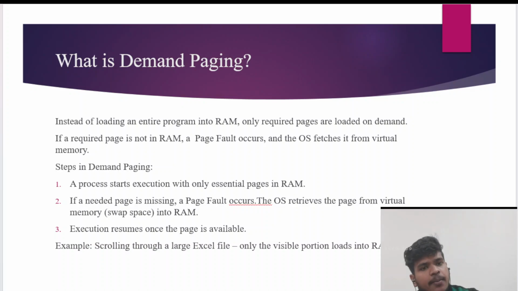But we do have problems with this also, like page faults. If page faults are occurring regularly, then it will slow down the whole performance. Then we have thrashing. If page faults happen too frequently, the system will spend more time swapping pages than actually executing the processes.